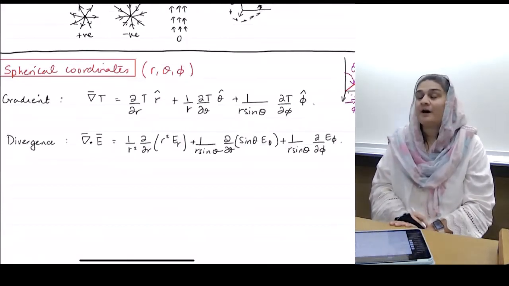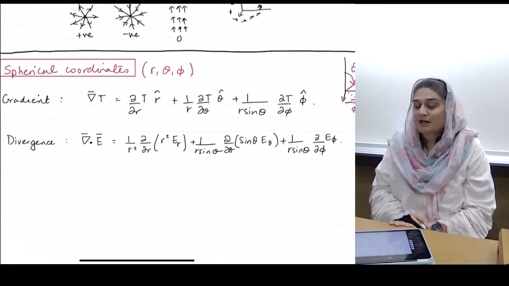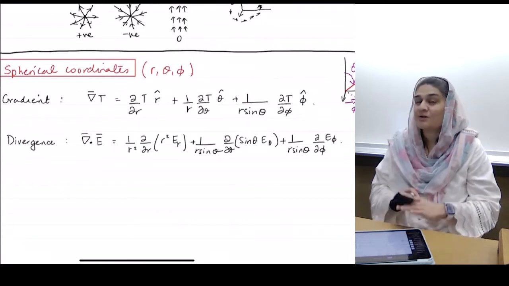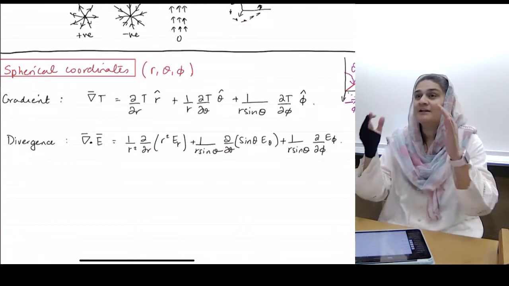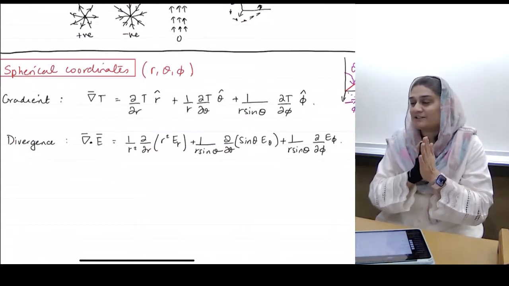Note, I don't have r hat, theta hat, or phi hat. Why? Because it is a dot product. Dot products, those go away, because your answer should come out to be a number, just a scalar. That's why you don't have i j k's.